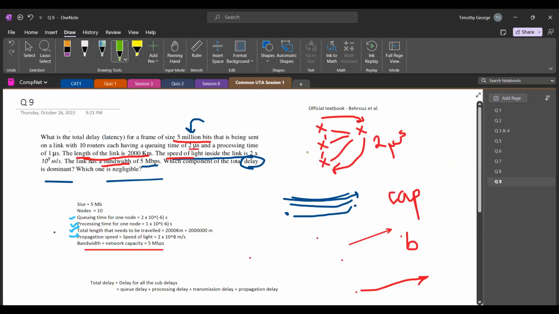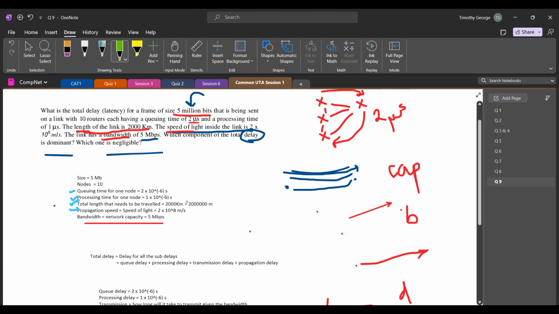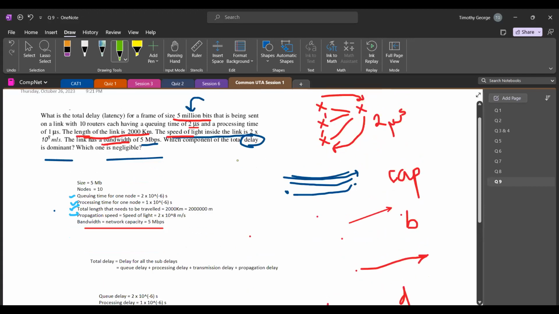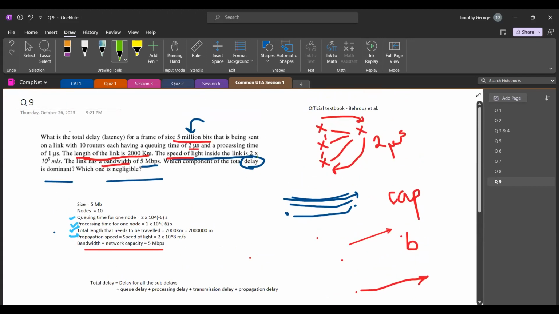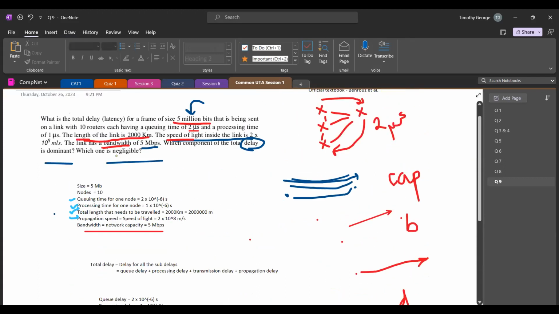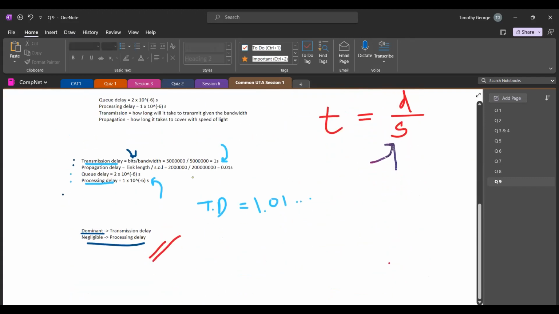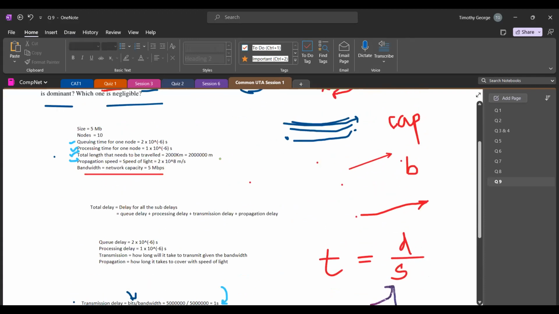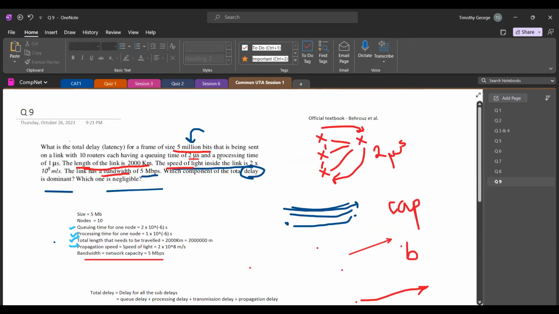And then finally, in the last question, you had to find multiple delays. You had to use the formula, distance by speed, multiple times. They gave you two of the delays, and all they asked was dominant and negligible. All you needed to do was compare all the delays with each other and tell which is dominant and negligible.